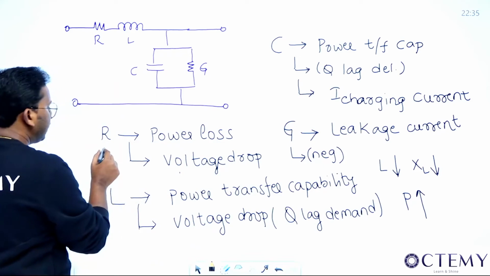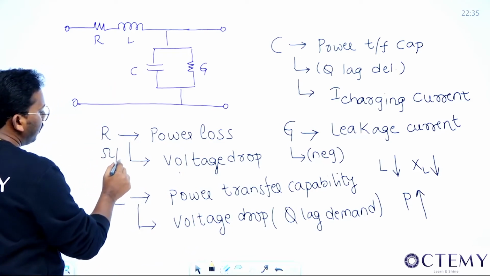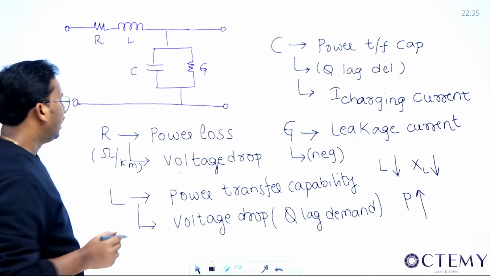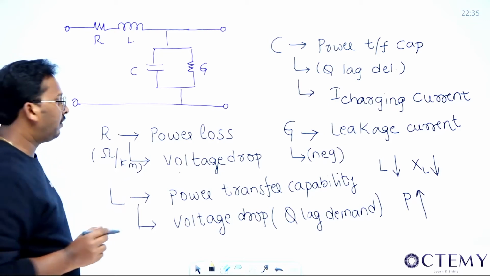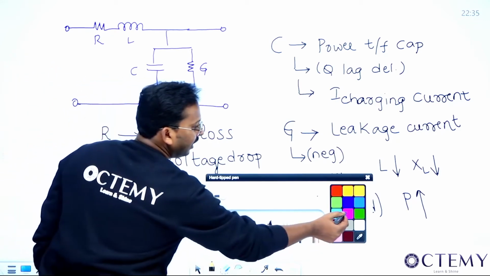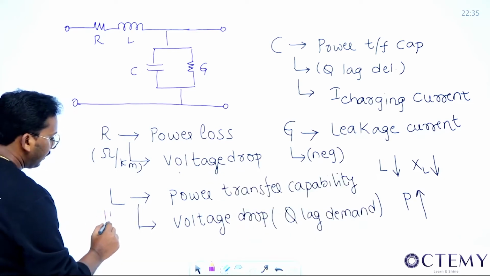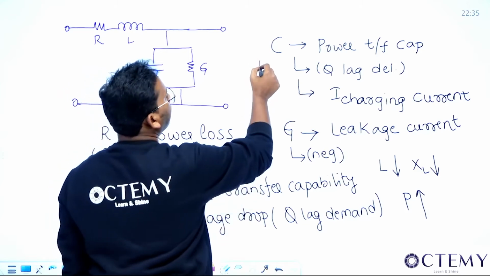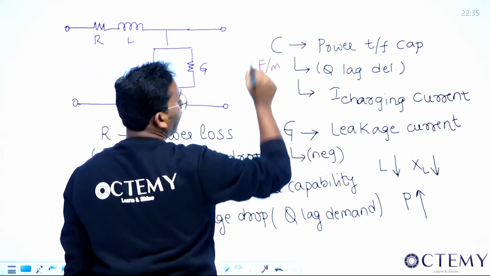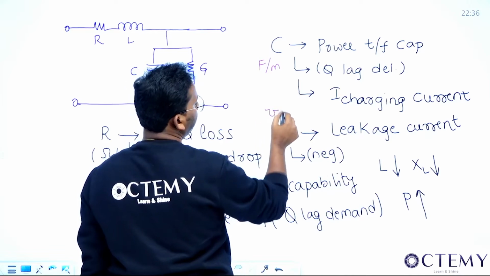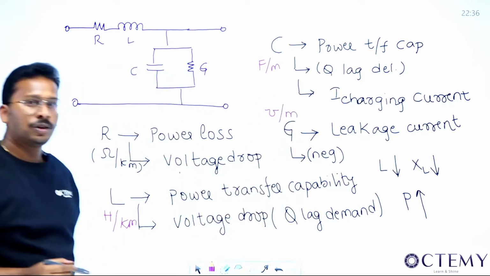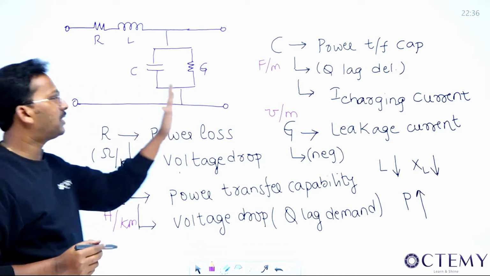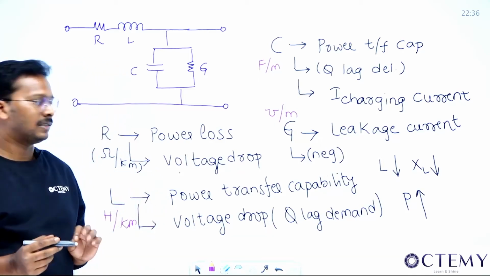And one more thing, resistance is in ohm, but we will use ohm per kilometer because the length of the line is very large. So whatever line parameters we are seeing, we will calculate them per unit length. So this will be in henry per kilometer or per meter, this will be farad per meter, and this will be mho per meter. So make sure you remember the units also. Why are we taking per kilometer or per meter? Because the length of the transmission line is very large, so we will do per unit analysis.